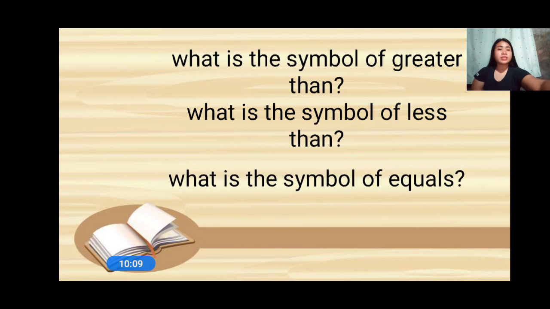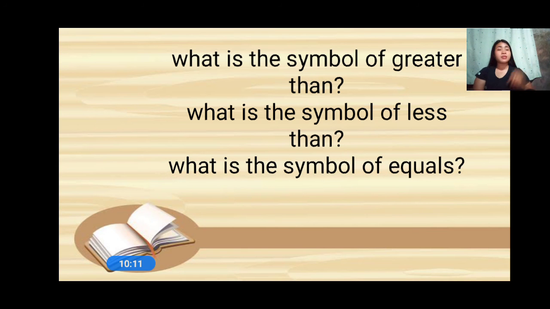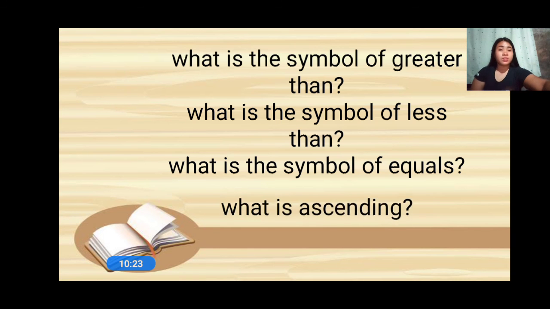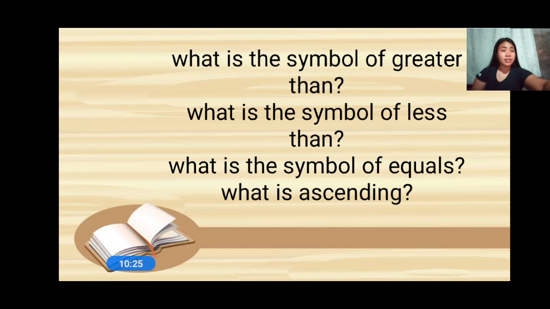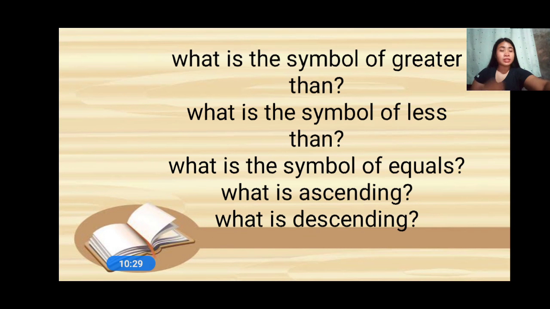And then what is the symbol of equals? Everyone, let us draw the symbol of equals like this. Straight line, horizontal line, two horizontal lines, two parallel lines. That is equals. So what is ascending? When we say ascending, it is increasing. What is descending? When we say descending, it is decreasing.